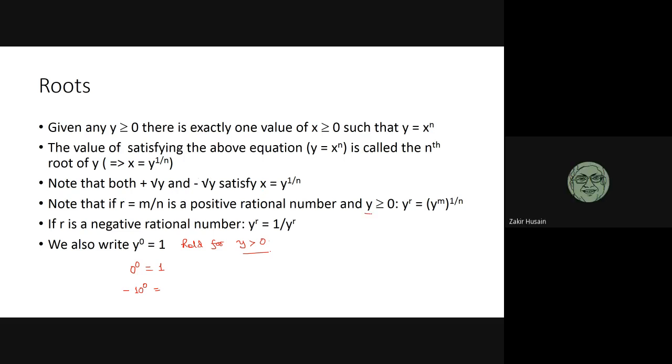See over here, in these two cases, it is greater than or equal to 0. Here, y has to be positive. Then this law will be satisfied. We also write this by r.